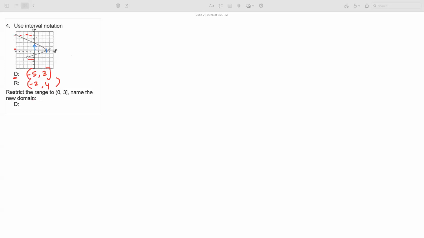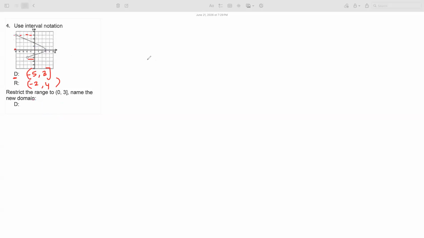But the problem is 3 is included, 0 is excluded. 3 is included means yes, this is correct till 3. So that is included. But 0 is excluded. 0 is excluded means at that time 2 is excluded. Makes sense, guys? Wait, sorry. We are only talking about the domain, right? Wait. Am I making a mistake? Yes, I am making a mistake.